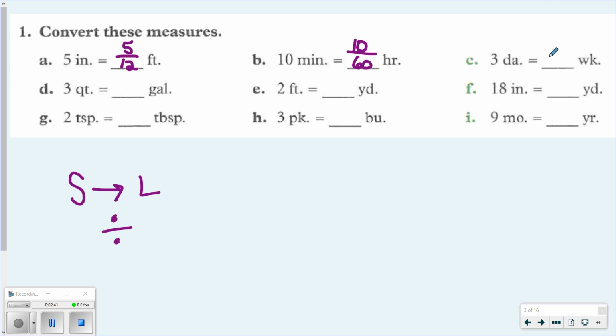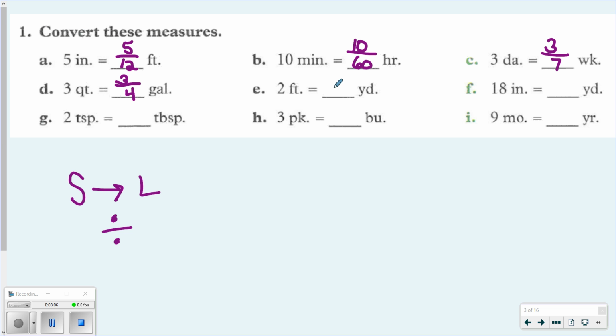On letter C, we know that days are smaller than weeks, and there are 7 days in a week. And we started off, we just want to know how much is 3, so 3/7 of a week. On letter D, quarts are smaller than gallons, and there are 4 quarts in a gallon. And we started off with 3, so we want to know 3/4 of a gallon.